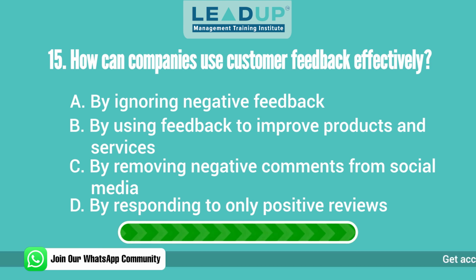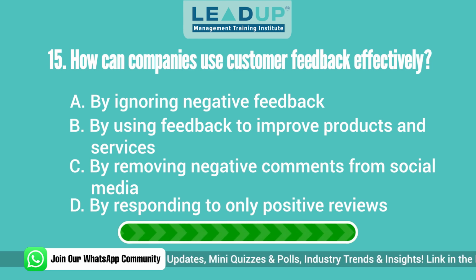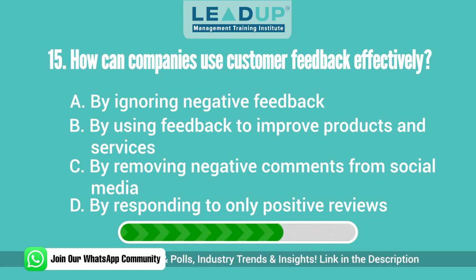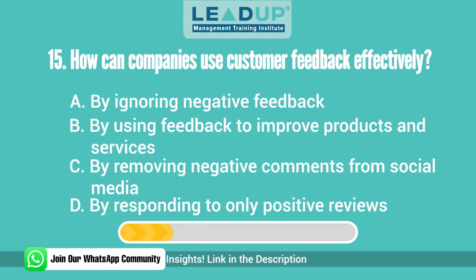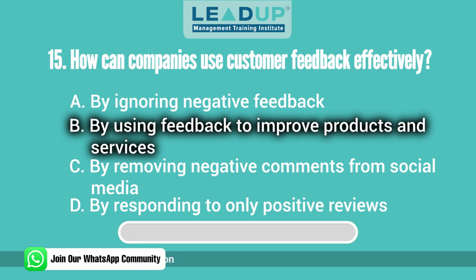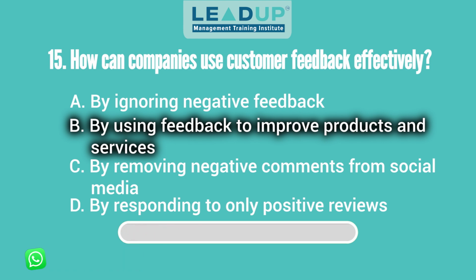15. How can companies use customer feedback effectively? A. By ignoring negative feedback. B. By using feedback to improve products and services. C. By removing negative comments from social media. And D. By responding to only positive reviews. Answer: by using feedback to improve products and services.